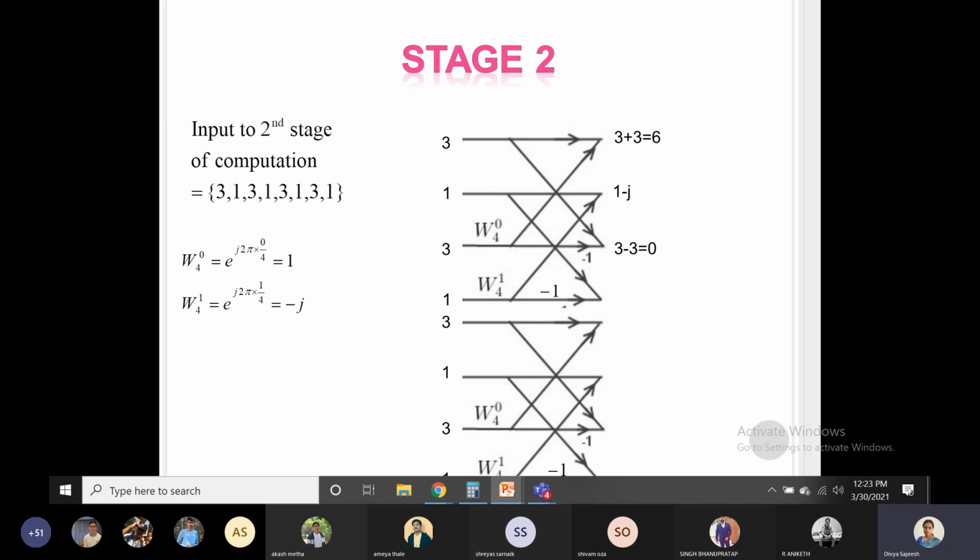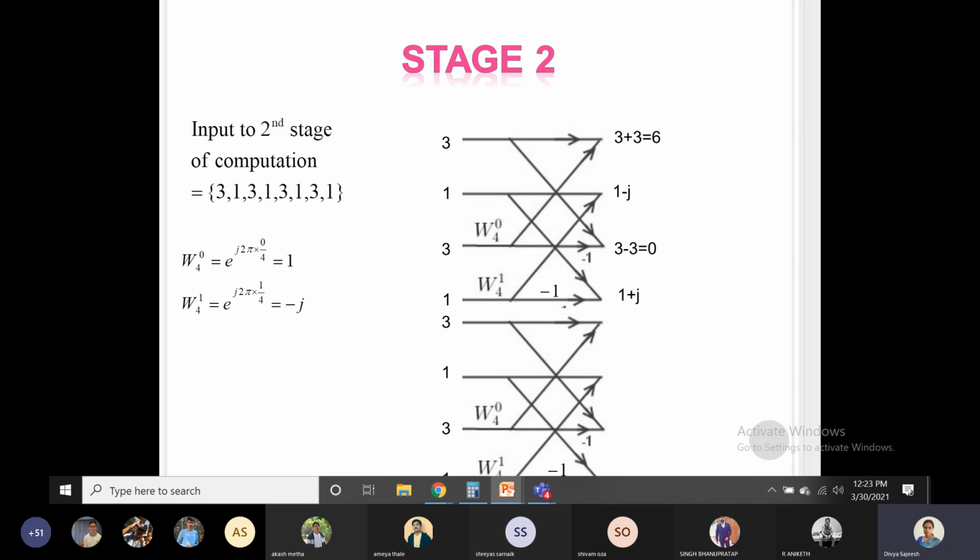Now the fourth one. Here 1 will be coming through this path and coming here. So 1 is the first element. What is the second element? 1 into W4 raised to 1, which is 1 into minus j. So minus j into again minus 1 is plus j. So it should be 1 plus j, which is the fourth output.